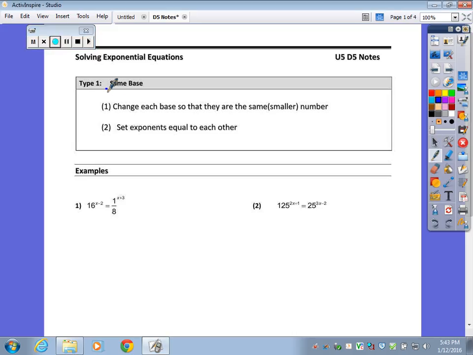is when you have the same base. It might be obvious that it's the same base, or you might have to do a little thinking to make them be the same base. So step 1 is to change each base so that they're the same. And you have to use a smaller number. Once the bases are the same, you set the exponents equal to each other.